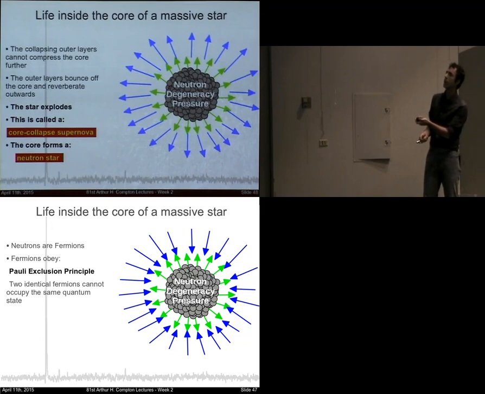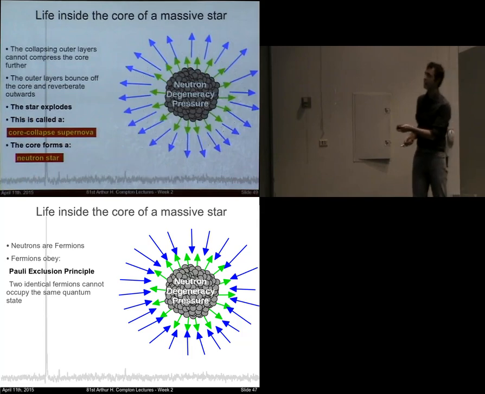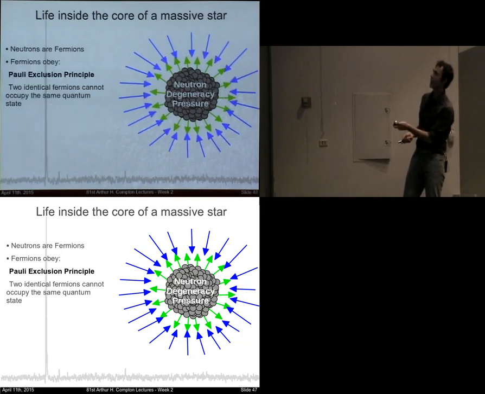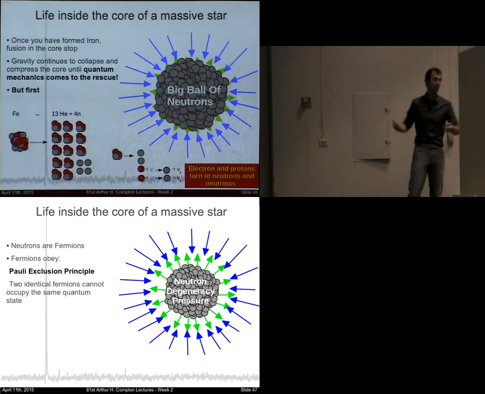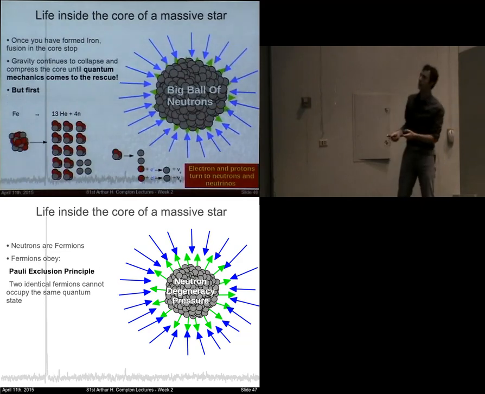Hello? I missed a nice transition. I had a very cool switcheroo there. There we go. All my blue arrows, which are supposed to be the collapsing force, all suddenly bounce off the big ball of neutrons.